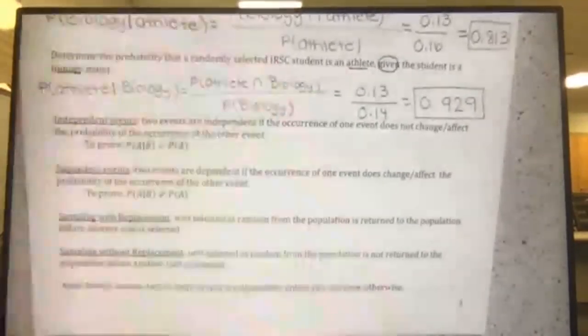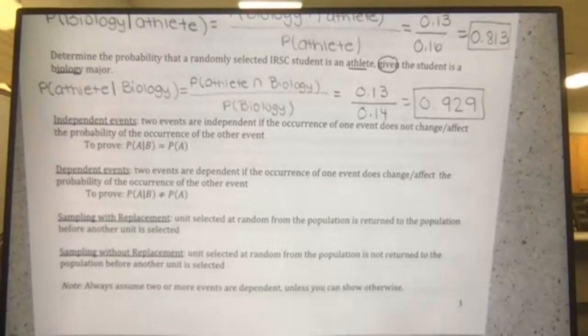A couple more definitions. Sampling with replacement is exactly what it sounds like. A unit is selected at random from the population and it's replaced. So it's sampled out and then it's returned to the population before another unit is selected. And then sampling without replacement is a unit selected at random from the population and it's not returned. So with replacement means that you put it back before selecting another one. Without means that you take it out and you leave it out. Always assume that 2 events are dependent unless we can prove otherwise. So in general, they're usually dependent unless we can prove otherwise, which we're going to prove on the next page. Questions on this page before we go to the next page?